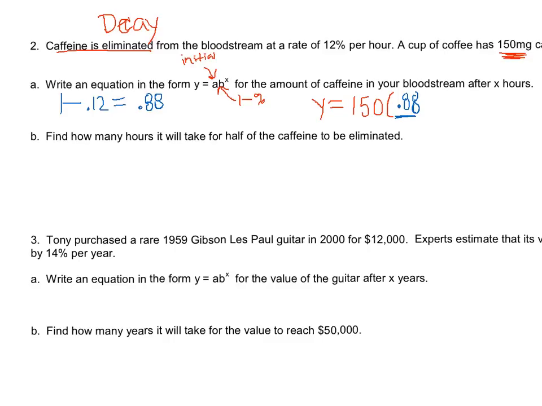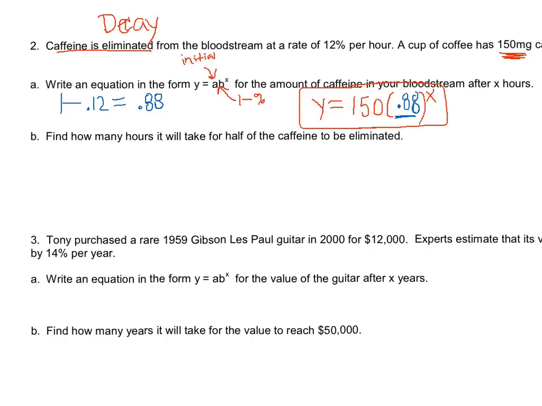And then we just finish out the equation. We have parentheses, and it's raised to the x power. So this is our equation that we're going to use for this problem. And then we can move on to part B. We'll work on part B tomorrow, but I want you to be thinking of how you would set this up on the calculator to solve part B.